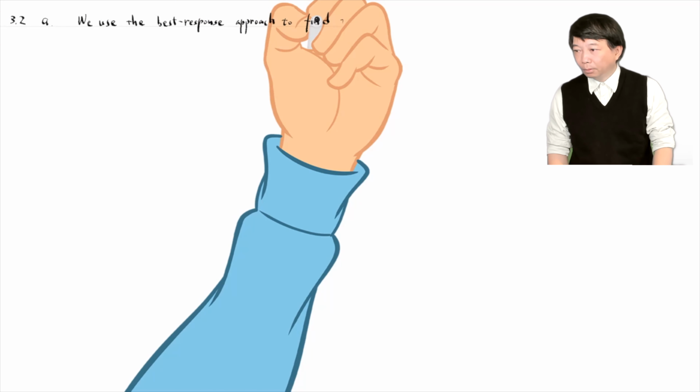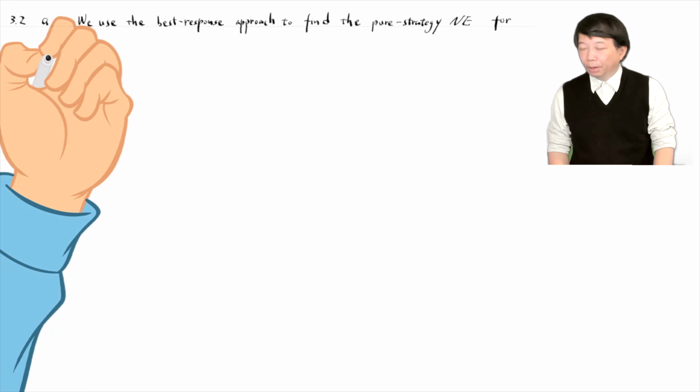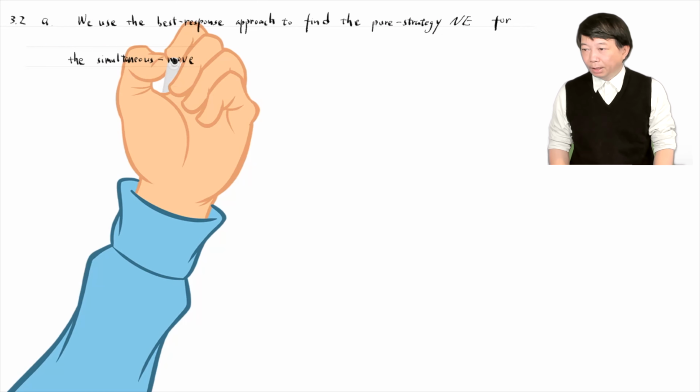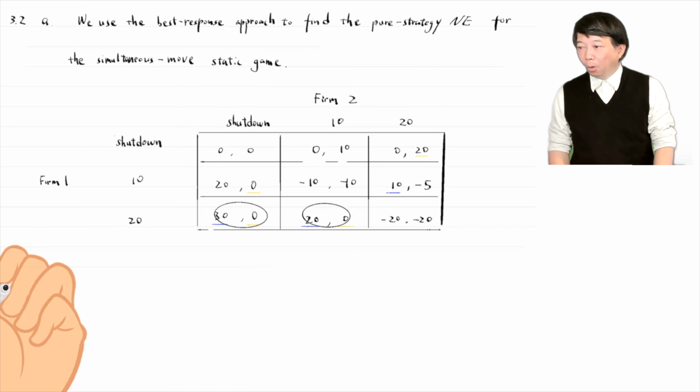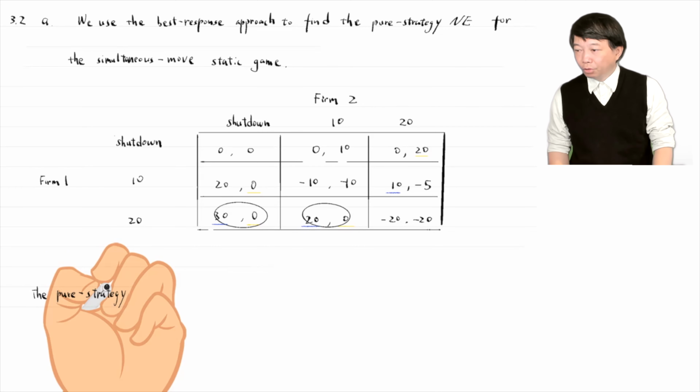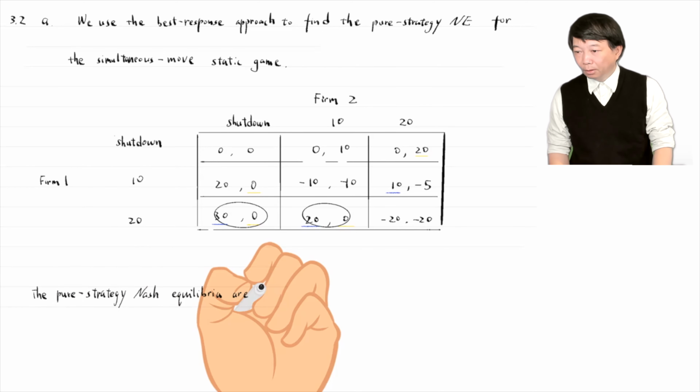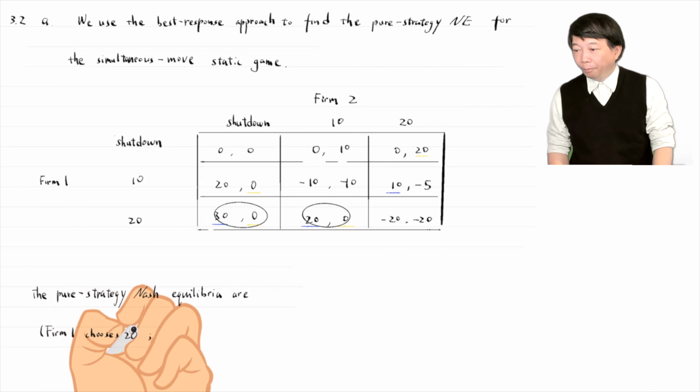In Part A, the firms have three options: to shut down, to produce 10, and to produce 20. We first write the payoff matrix. The profits are all reduced by 40 if they produce. We use the best response approach to find the pure strategy Nash equilibrium for this simultaneous move static game. The two pure strategy Nash equilibria are Firm 1 chooses 20 and Firm 2 shuts down, and Firm 1 chooses 20 and Firm 2 chooses 10.